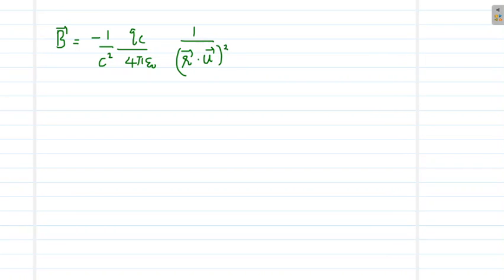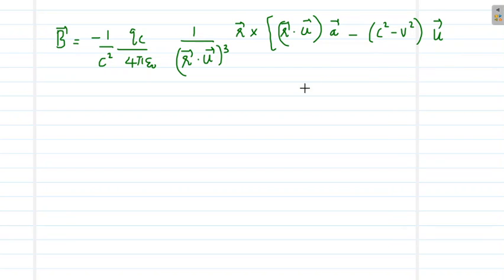So the equation of magnetic field can be written as B bar equal to minus 1 by c square into q c by 4 pi epsilon 0 into 1 by r bar dot u bar the whole cube into r bar cross r bar dot u bar into a bar minus c square minus v square into u bar minus r bar dot a bar into u bar.